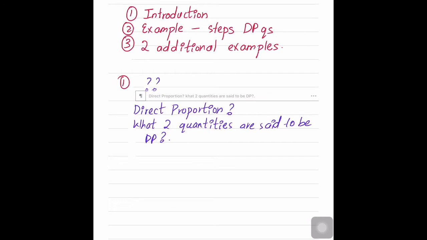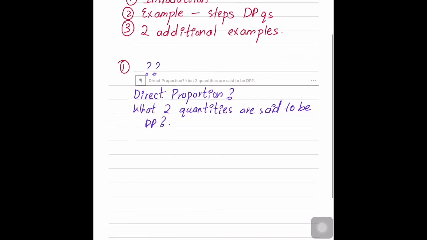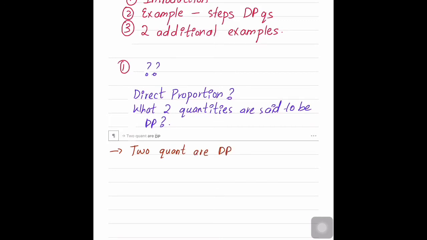That's exactly what the fact that they're always in the same ratio means. So we're going to write that down with a different color again. Two quantities are directly proportional if they are in the same ratio.